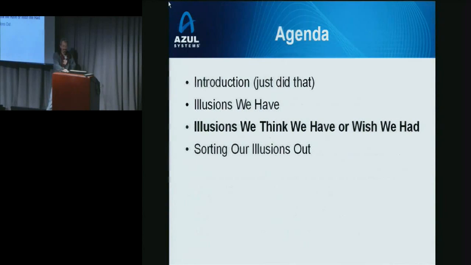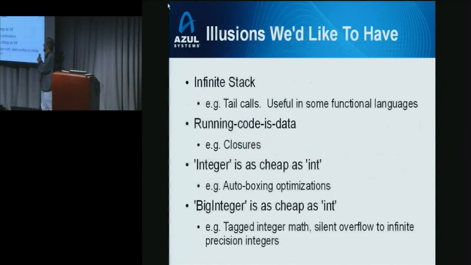Moving on. So here are some illusions we think we have, but don't actually, or would like to have. We'll start out with some like-to-haves. Infinite stack. Everyone who likes these functional languages like Clojure would love to have tail call optimizations, and that gives you the illusion of an infinite stack. Running code as data, that's closures. That's coming actually in Project Lambda or Coin or some combination of the two. It's going to hand you closures, which is essentially code as data.